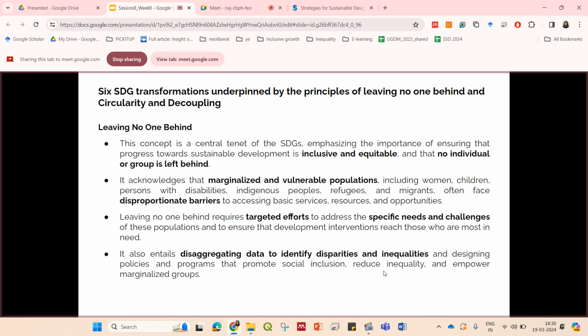This strategy entails disaggregating data to identify the disparities and inequalities that exist among various people and populations, and then using the inferences from this data to design different kinds of policies and programs that promote social inclusion of these people in sustainable development, focus on reducing inequality, and empower the marginalized groups to then further work towards their own development and sustainability. So this is the concept of leaving no one behind.